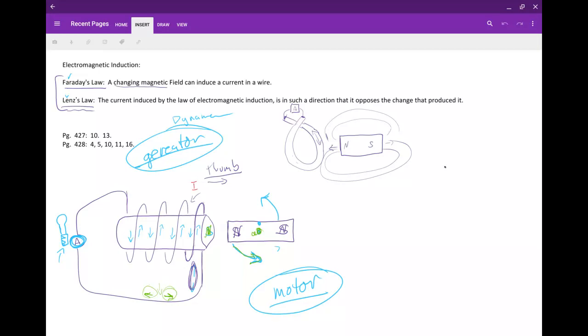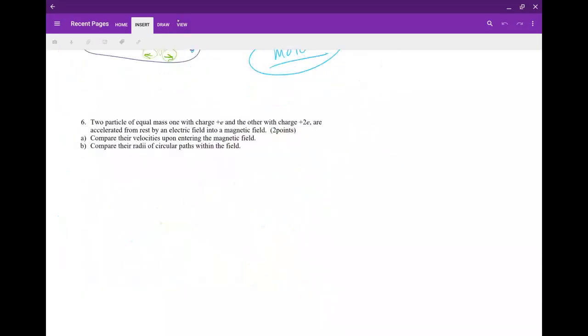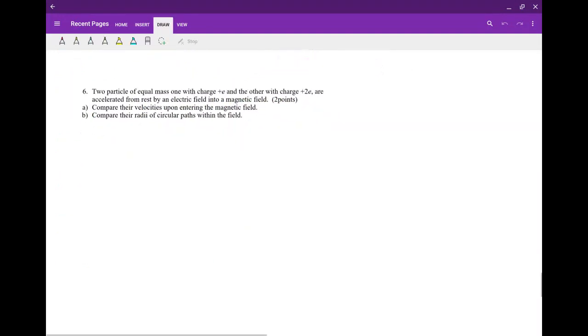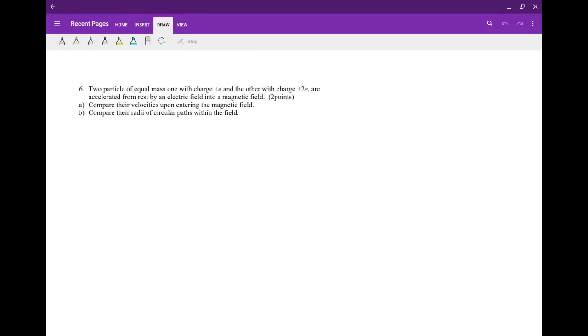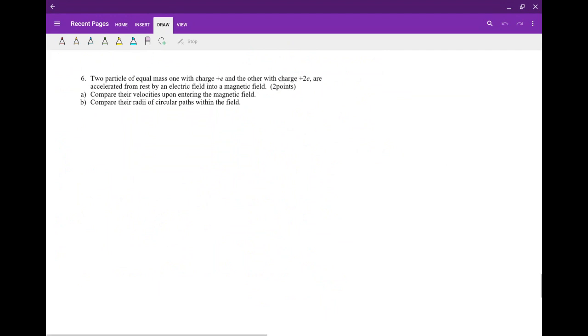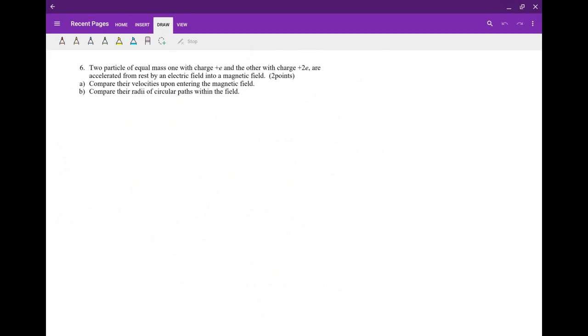So, we are talking about today some sample questions on the sample test. This is two particles of equal mass, one with charge E, right? The other with 2E.